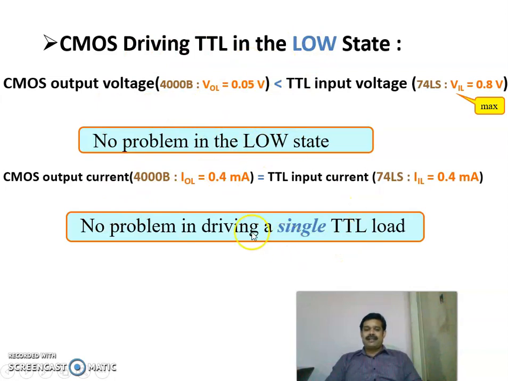Now we are coming to the current. In current, both the CMOS as well as the TTL have the same current, that is 0.4 milliamps. So for driving only one gate, there is no problem. But if a particular CMOS has to drive more than one TTL, then we have to go for level translators or something. For driving only one gate, a CMOS can directly drive a TTL in the low state as well as in the high state.